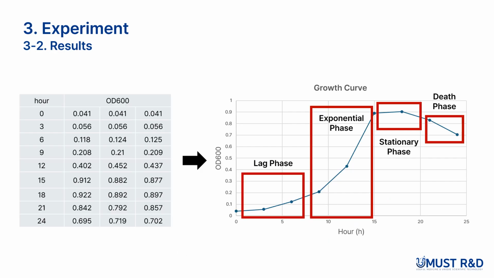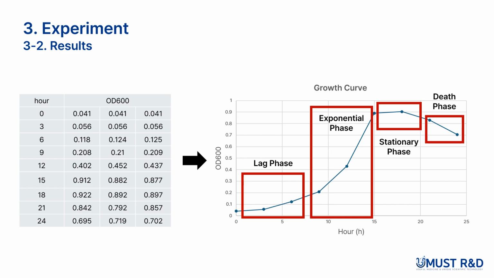After collecting OD600 values, we plot them on a graph to visualize the bacterial growth curve. The resulting curve should display the lag, exponential, stationary, and death phases. By analyzing the slope and shape of the curve, we can determine bacterial growth rates and the effect of environmental factors on cell survival.